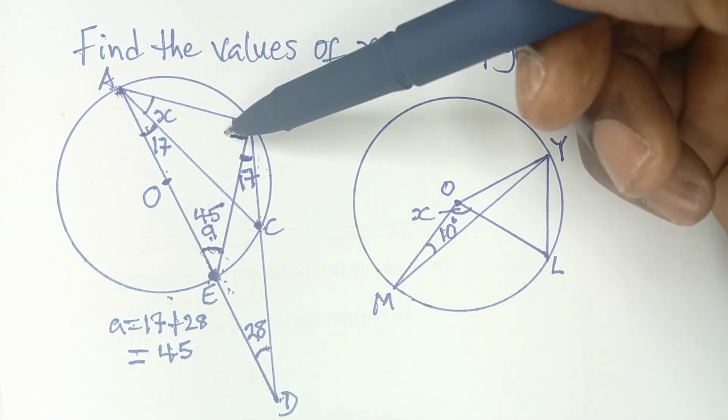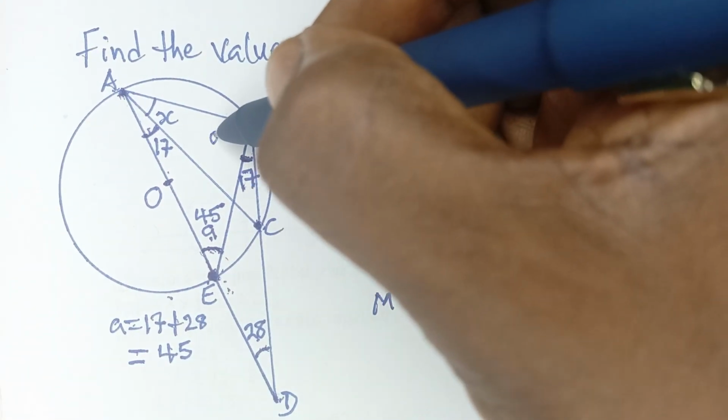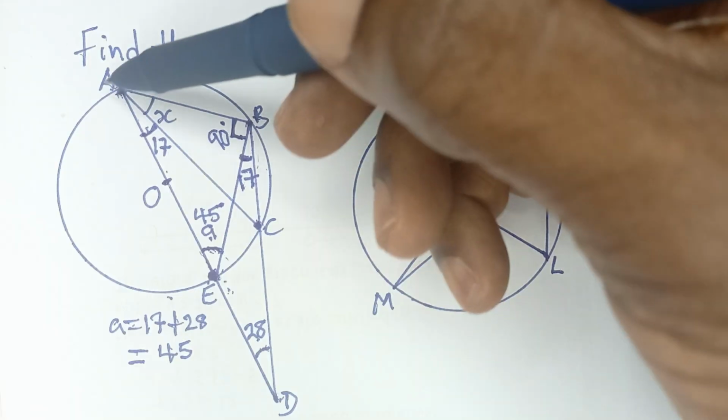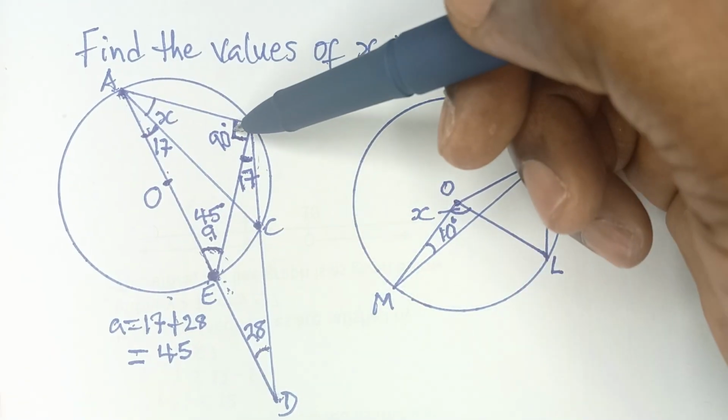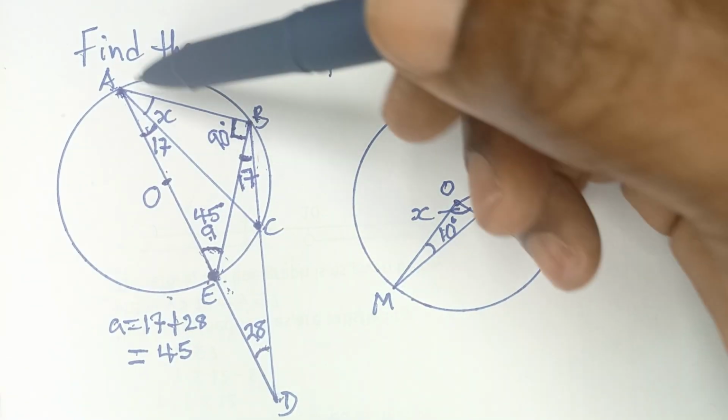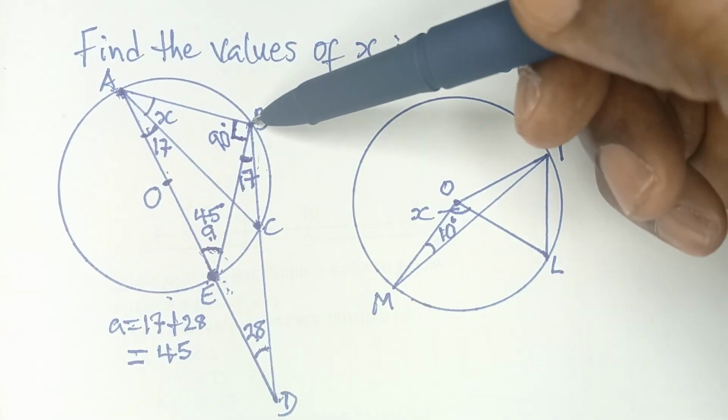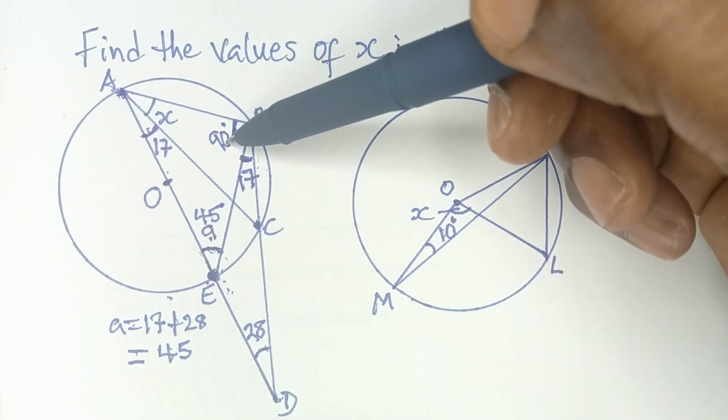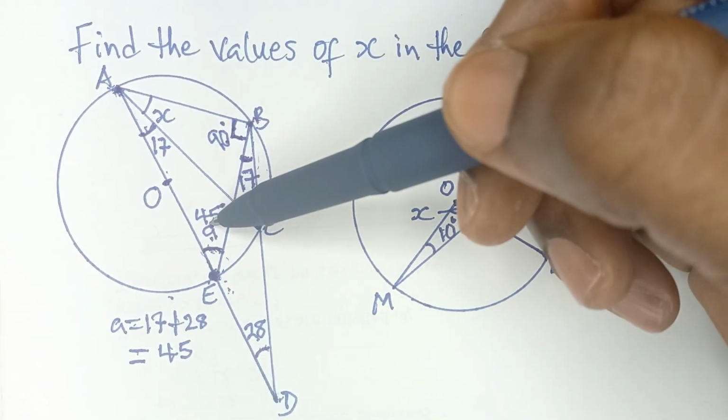So this angle here is 90 degrees, because angle in a semicircle is a right angle. So this is 90 degrees. So now that we have, if we look at triangle ABE, we know this place as 90, we know this place as 45.